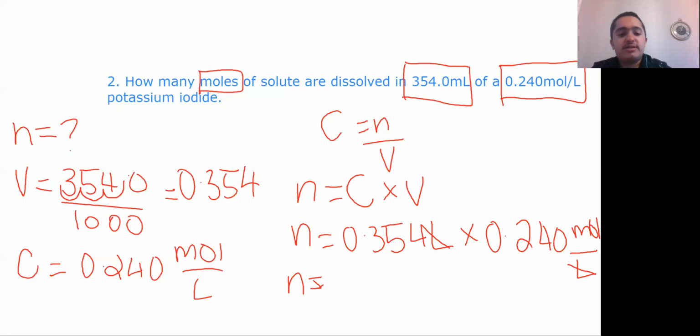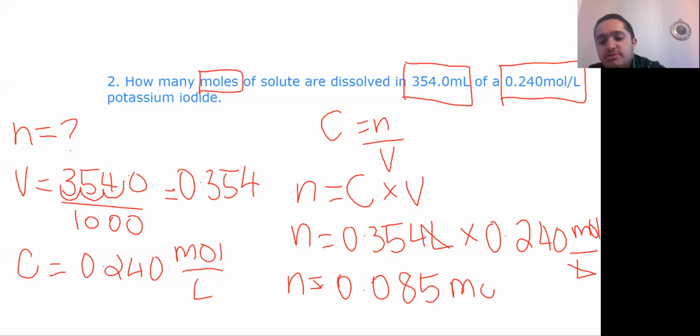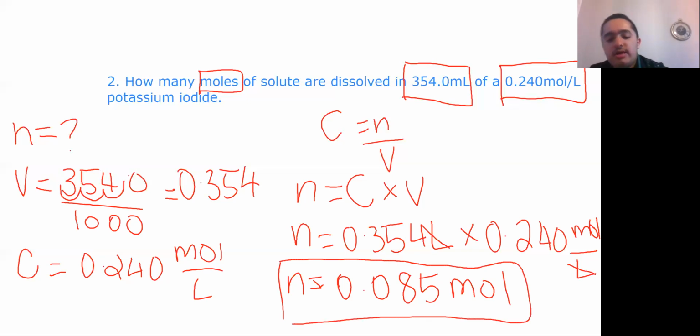Let's take a calculator out again. 0.354 times 0.240. So how many significant figures do we have? We have 3 significant figures. So you can put 0.085 moles. And this is your working.